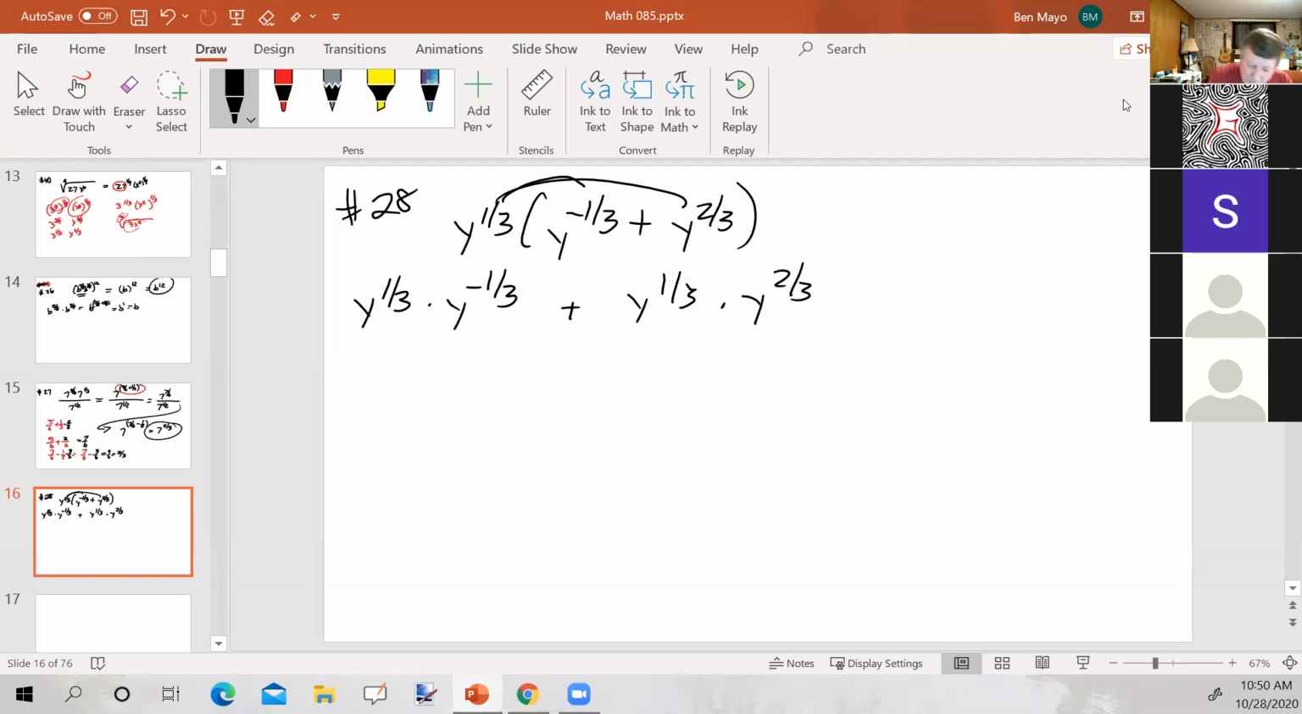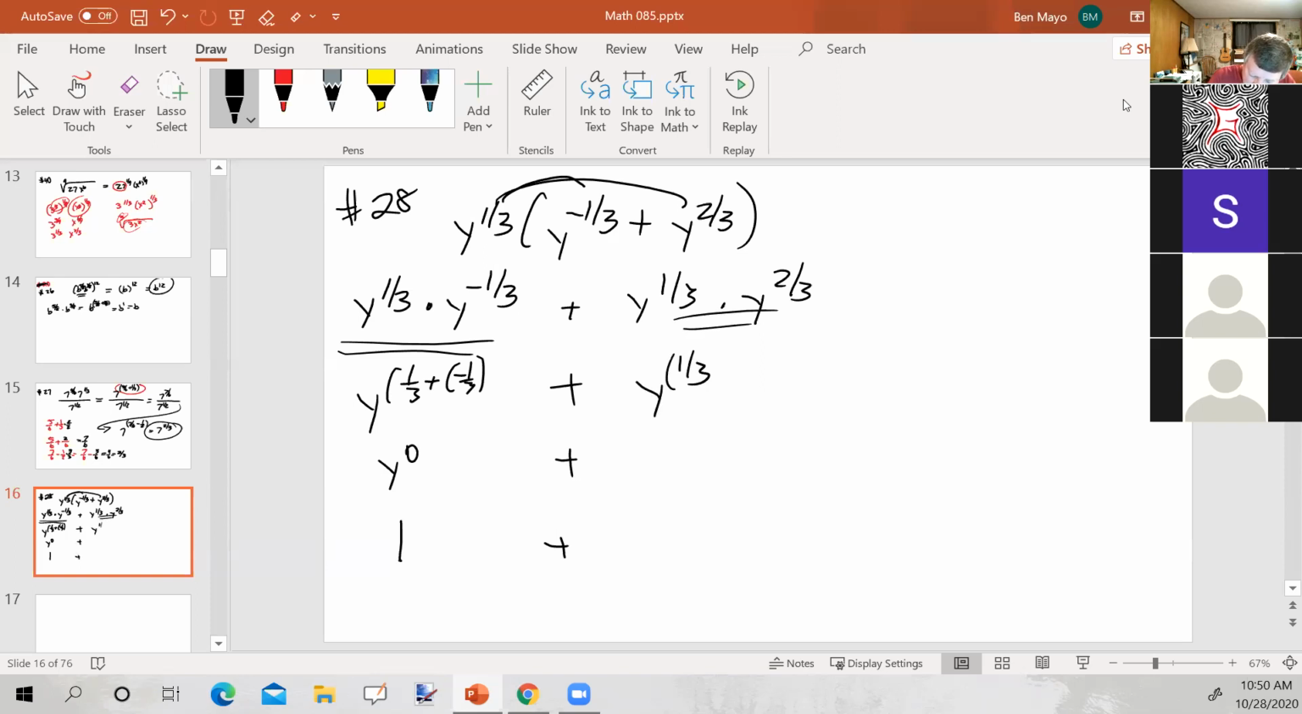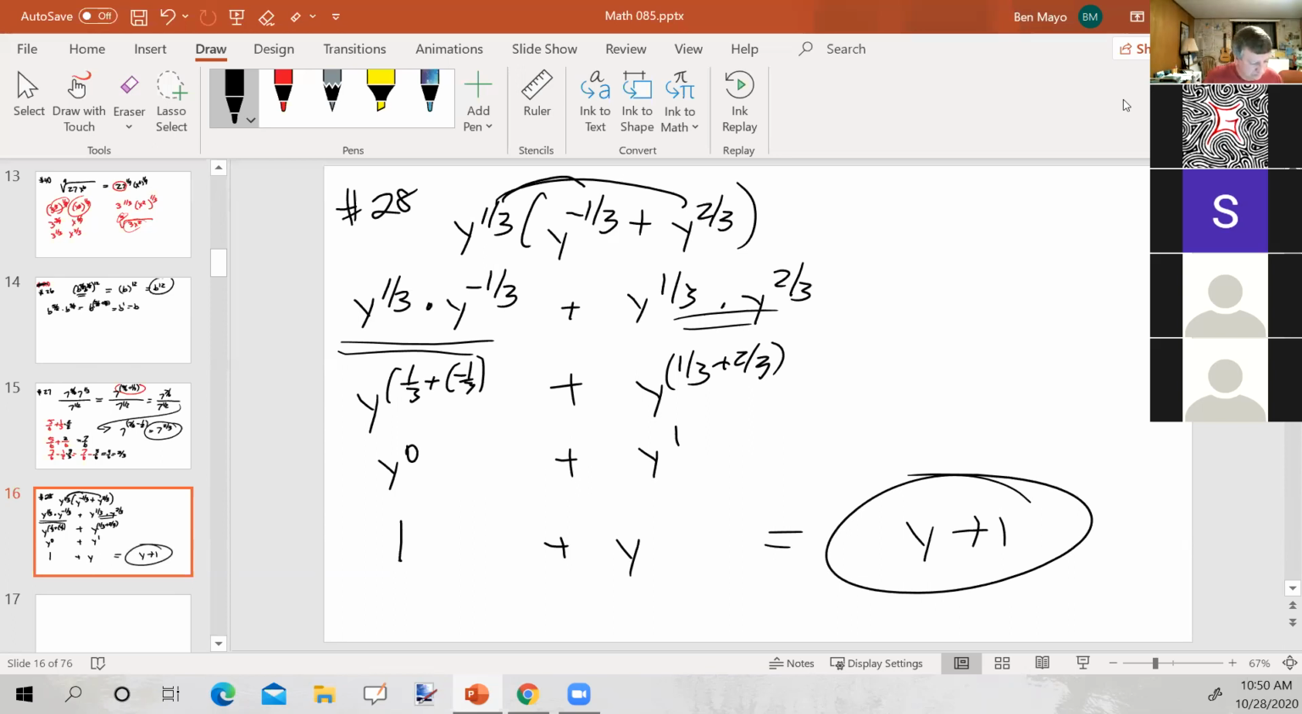Okay, now multiplying two powers with the same base, you add the exponents. So this is y to the 1/3 plus -1/3, which is y to the 0, which is just plain old number 1. Not 1y, but the number 1. Okay. Here, same thing. We're going to add the exponents. 1/3 plus 2/3 would be y to the 3/3, which is y to the 1, which is y. So our final answer is 1 plus y, or we could write y plus 1. Questions there?